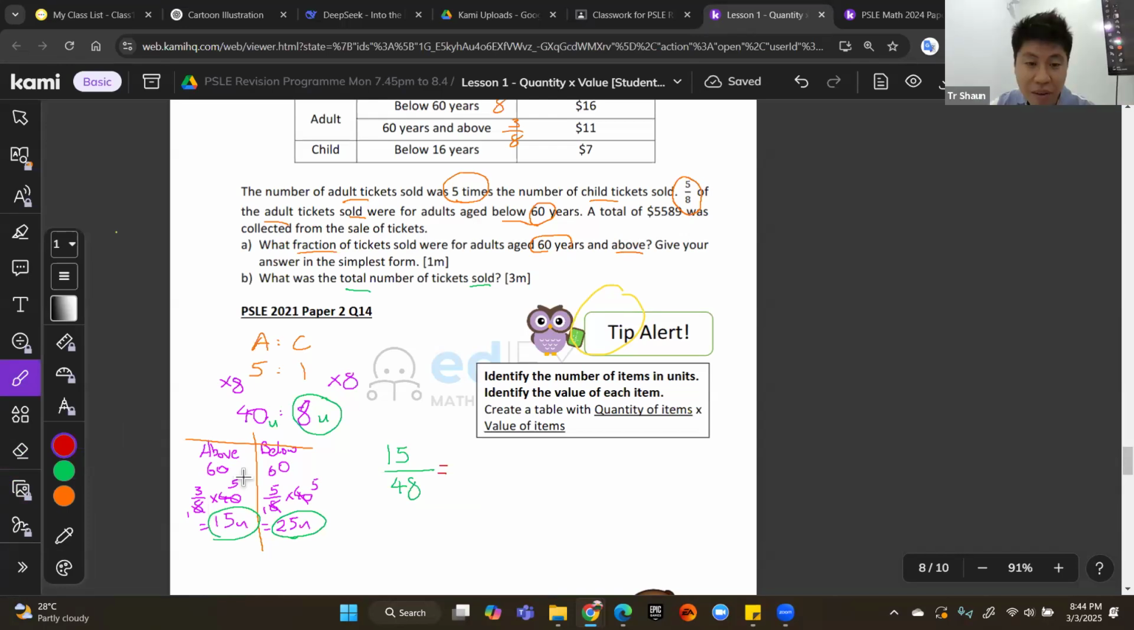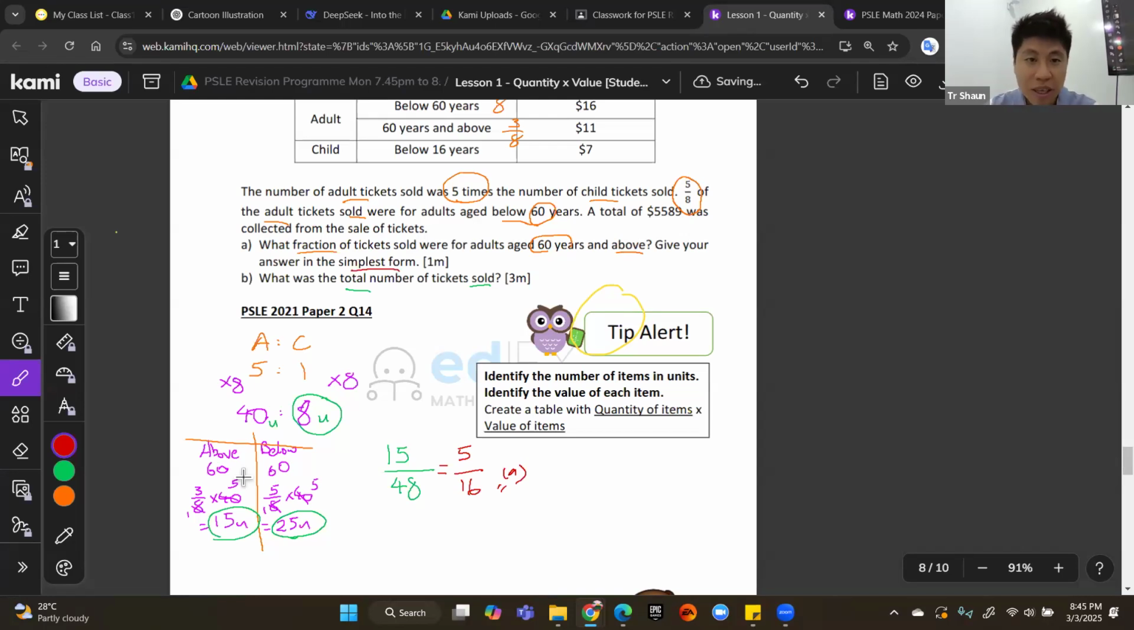Divide by 5. Can I divide by 5? No, I can divide by 3. So it's 5 out of 16. Okay. Alright, so this is the answer for A. If you leave it as 15 out of 48, there's no marks because they ask you simplest form.